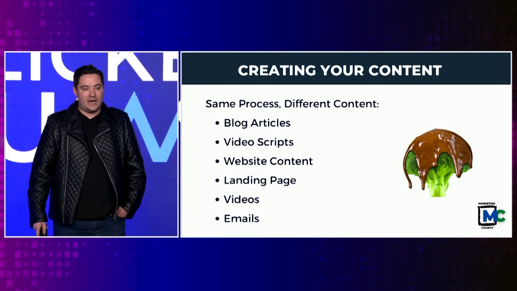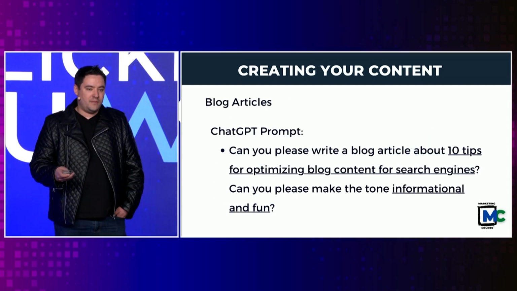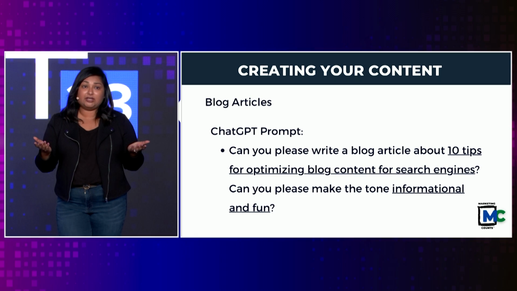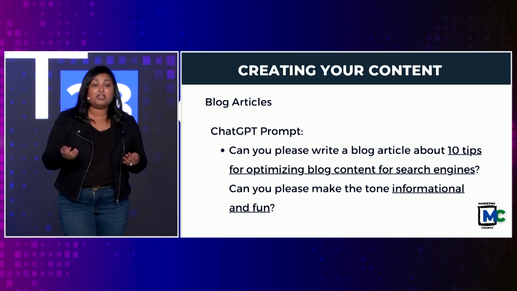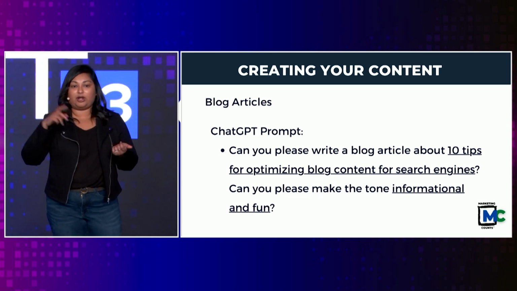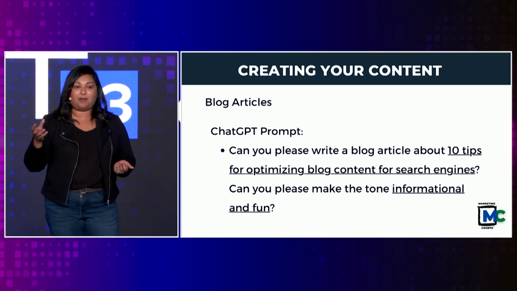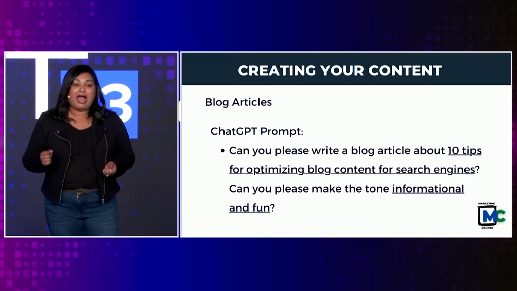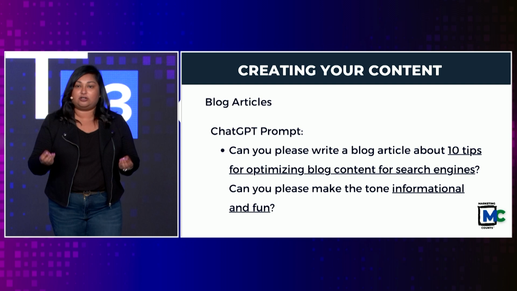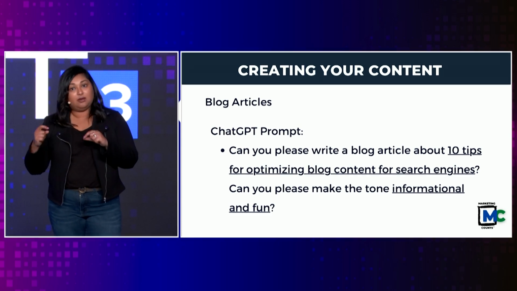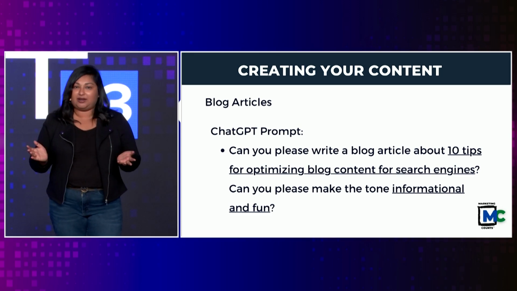So we're going to show you guys how to write articles here in a little bit. All right, so you go in to ChatGPT and say, can you please write a blog article about whatever your topic is, in this case, 10 tips to optimize blog content for search engines. And then can you also make the tone informational and fun? Because remember, always set the tone. If you don't do that, then you're gonna get a generic robotic answer.